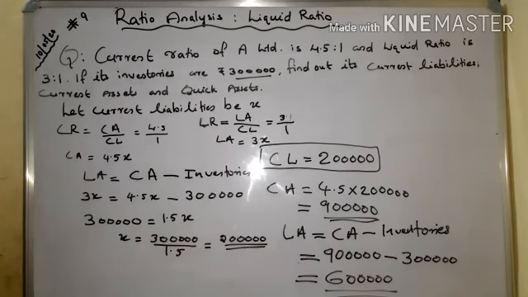In this type of question, first take one variable or one item, that is current assets or current liabilities, based on the question, as X. Then on that basis, you find out the current assets, current liabilities or liquid assets based on the question. So I hope you understood these calculations.